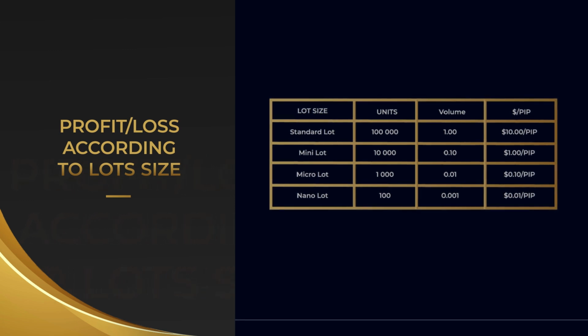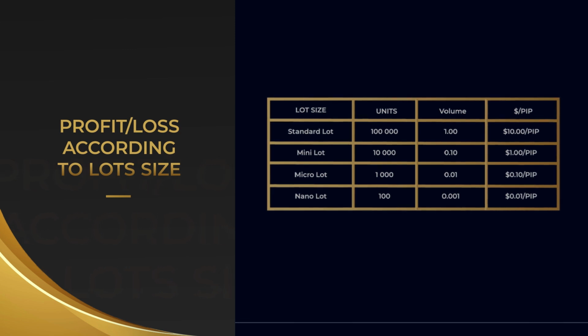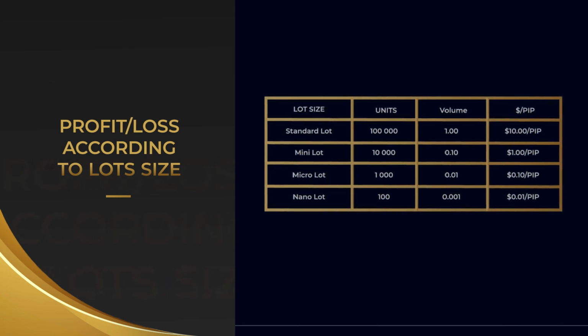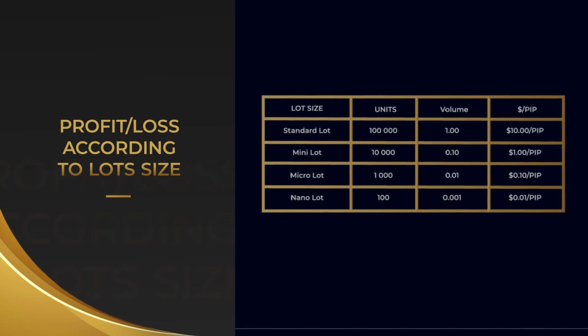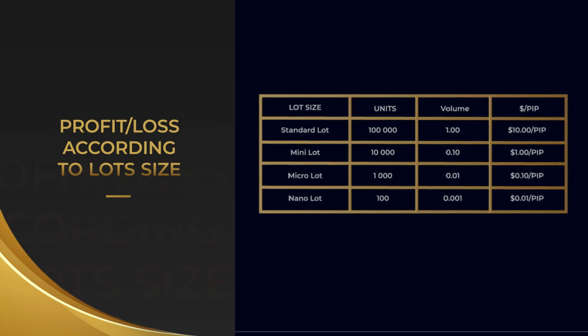With a mini lot, a pack of 10,000 units, you earn €1 per pip. For a micro lot, which represents 1,000 euros of investment, you earn 10 cents per pip. And finally, with a nano lot, a pack of 100 units, so 100 euros, you earn 1 cent per pip.